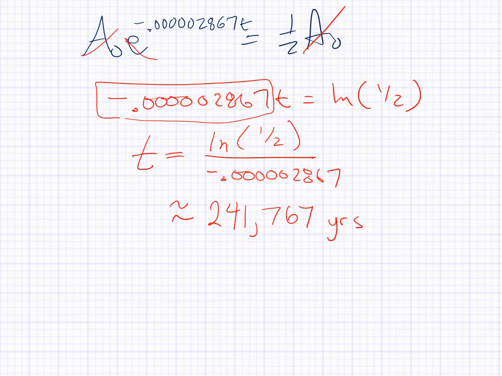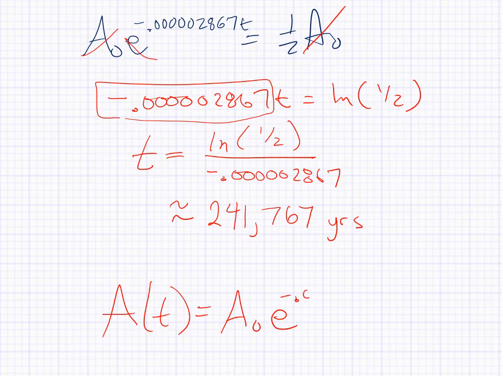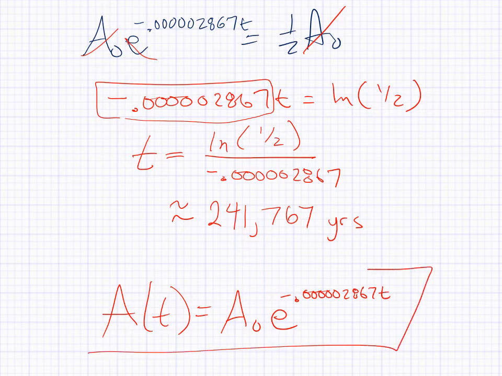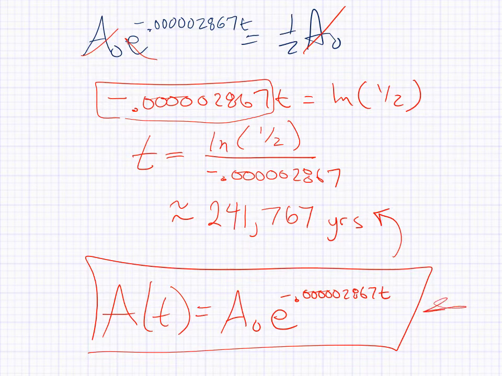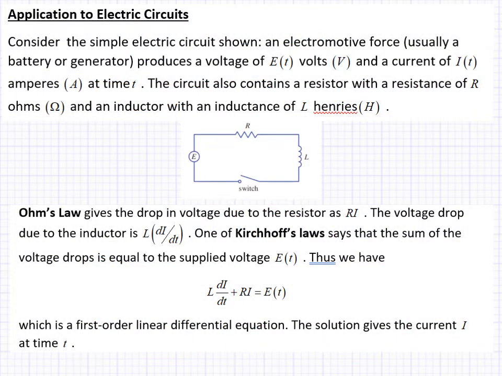But nonetheless, that's it. Because we were able to find the function that models the decay of this plutonium, which was A sub 0 e to the negative 0.000002867 t, we could then predict how long the half-life would be. And so that's the benefit of being able to find the solution to differential equations based off of some conditions that we have. So there's our growth model / decay model application. Our next application has to do with electrical circuits.